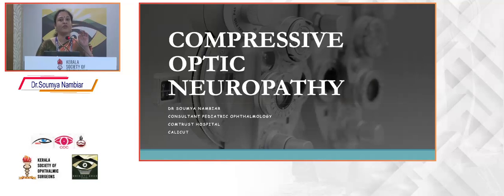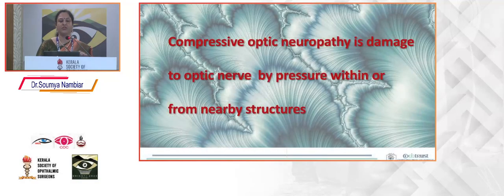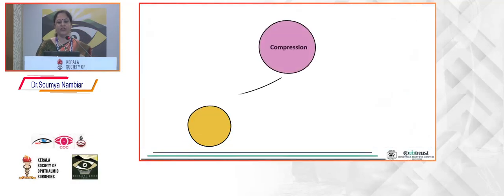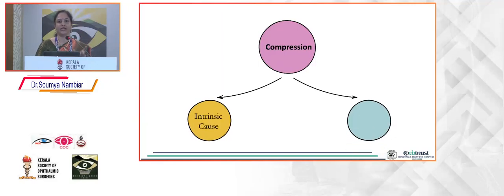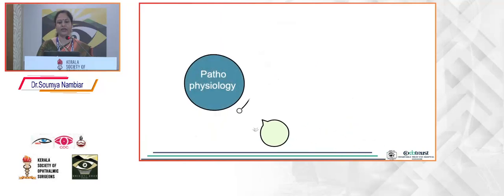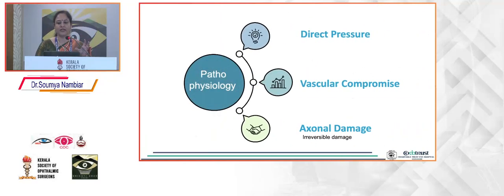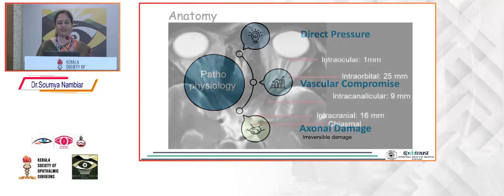So today I'm going to talk about compressive optic neuropathy. What do we mean by compressive optic neuropathy? It is damage to the optic nerve by pressure within the optic nerve or from nearby structures. As I said, it could be a compression because of an intrinsic cause, or due to an extrinsic cause. So how does the damage occur? It could be because of direct pressure from the mass, because of vascular compromise as it compresses some vessels, or because of axonal damage.